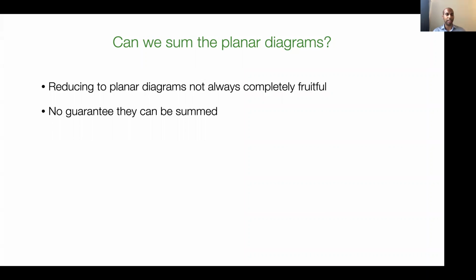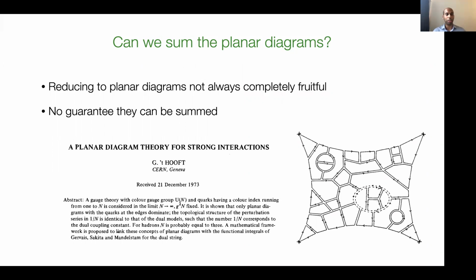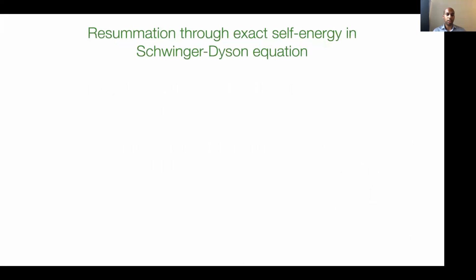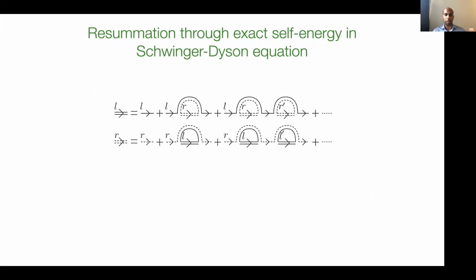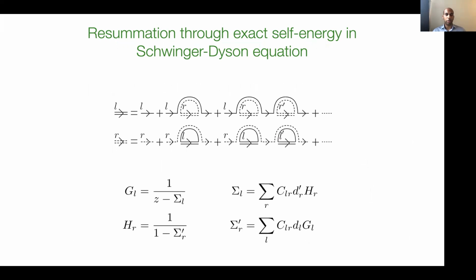The most famous example of this is in the original introduction of planar diagrams into physics, really, by 't Hooft, in large N QCD. There was a reduction to planar diagrams, but it is still a big question of how you sum all these diagrams to solve the problem. But in this case, luckily, you can compute an exact self-energy through a Schwinger-Dyson equation. For people who have seen a self-energy before, all that's happening here is that you can find a self-energy which sums up all your planar diagrams. You can find a recursive structure in your diagrammatics.